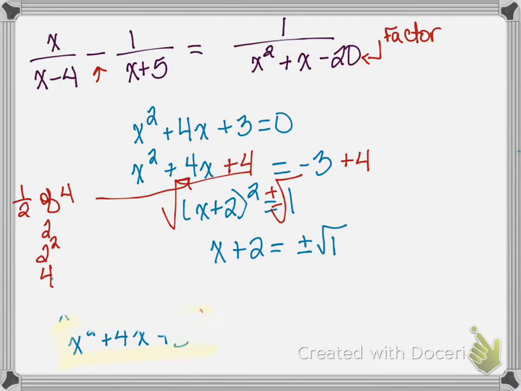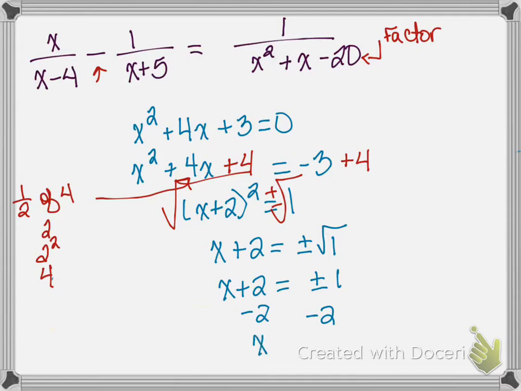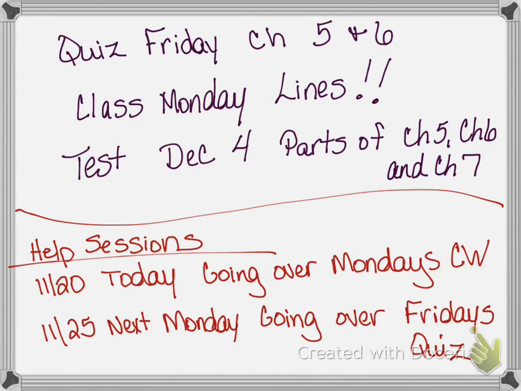What is the square root of 1? 1. So then I have x plus 2 equals plus or minus just 1, because the square root of 1 is 1. I subtract 2 from both sides, so I get x equals negative 2 plus or minus 1. That's negative 2 plus 1, negative 2 minus 1. Your key is not to stop here. Don't stop there once you realize you can simplify. Okay? Be sure you're aware of all of this.